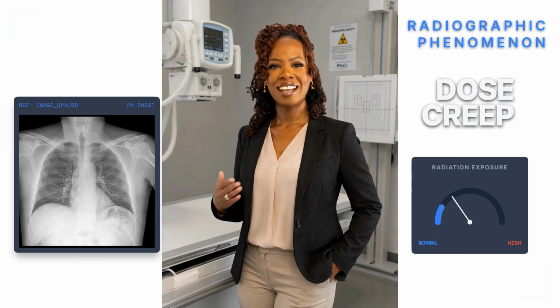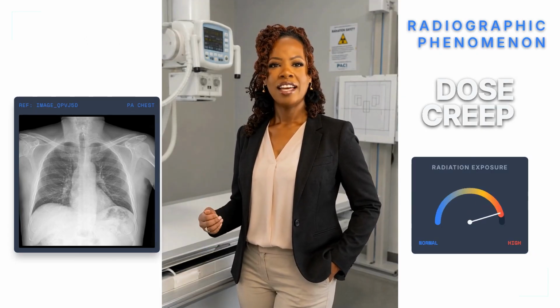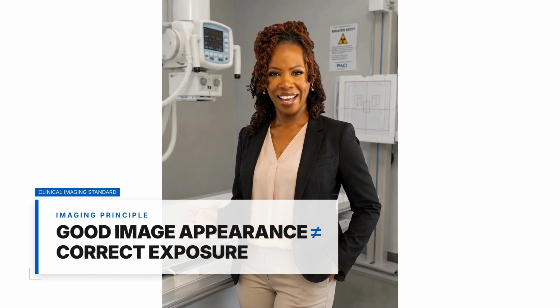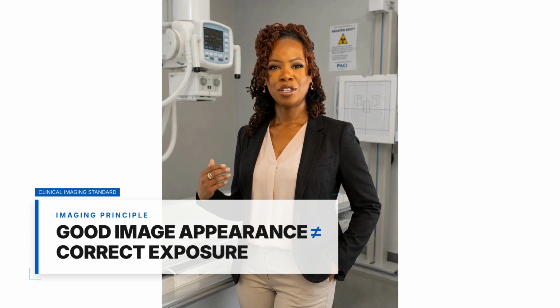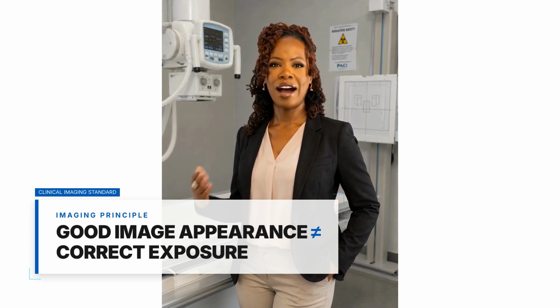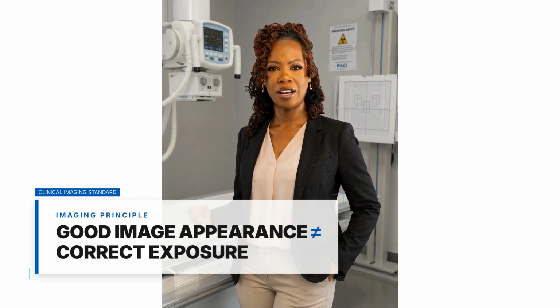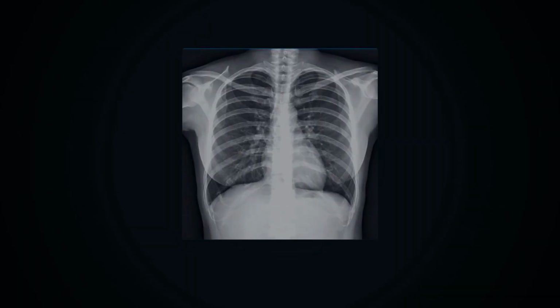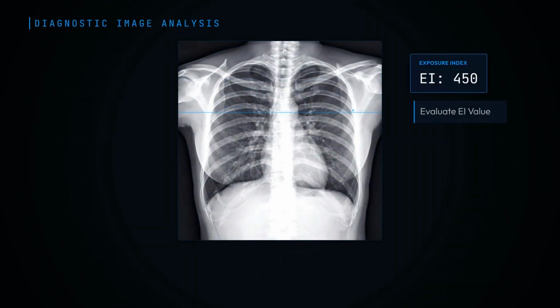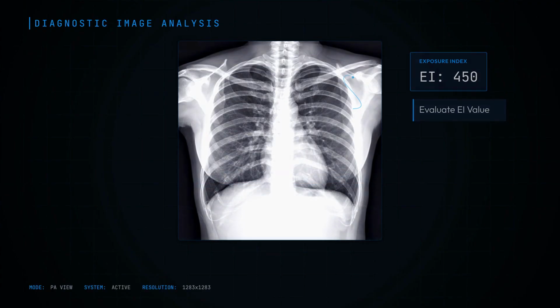Automatic rescaling does not mean the exposure was correct. An overexposed digital image may still look acceptable because the system has adjusted its display. This can potentially contribute to dose creep if the radiographer evaluates exposure based only on image appearance. That is why the radiographer must evaluate the exposure indicator to determine whether the appropriate amount of radiation reached the image receptor, rather than relying solely on image appearance.